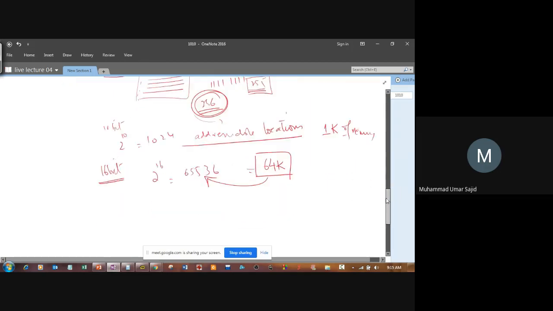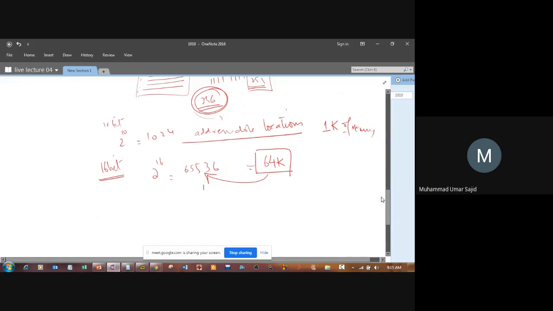The actual meaning is 65536. So that means if you have a 16-bit computer, a 16-bit microcontroller, it can access 65536 memory locations. And I'm just assuming that all the memory is located in one memory chip.